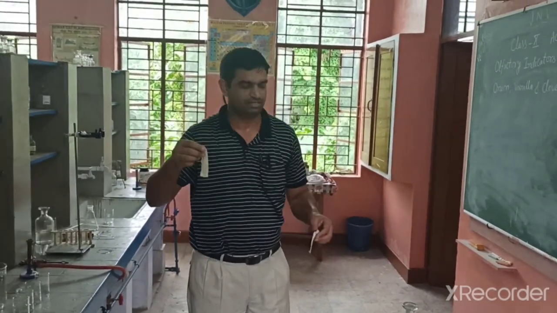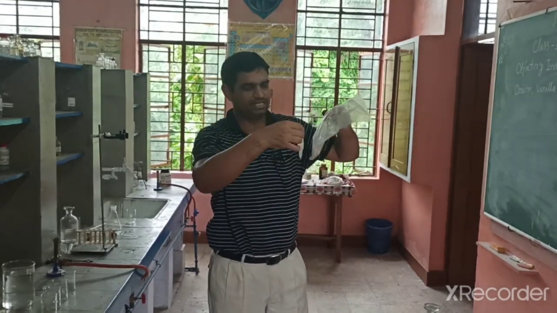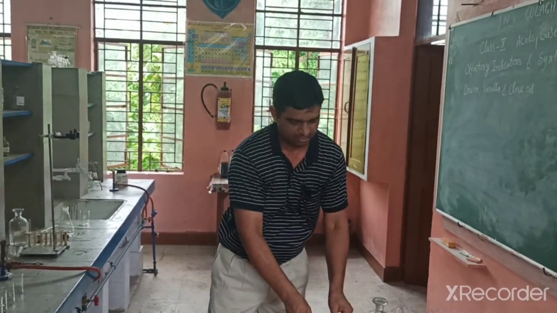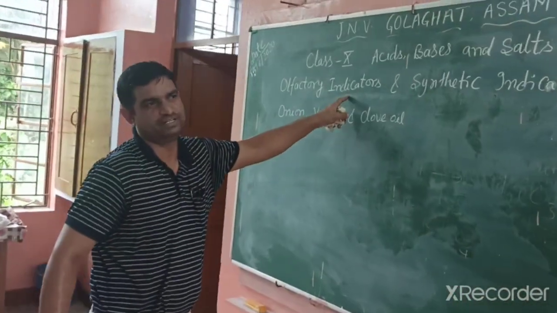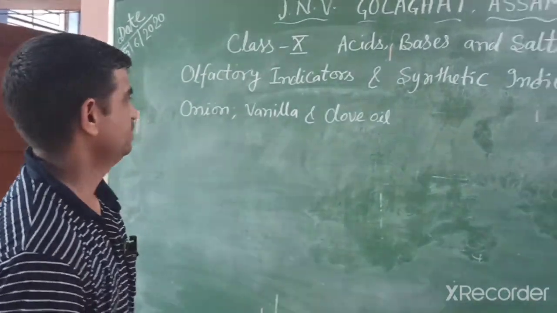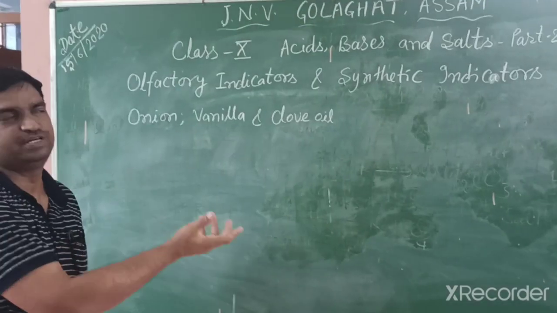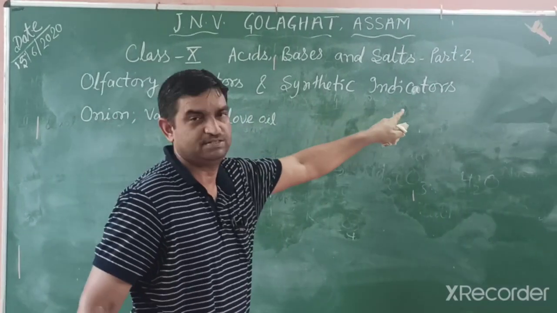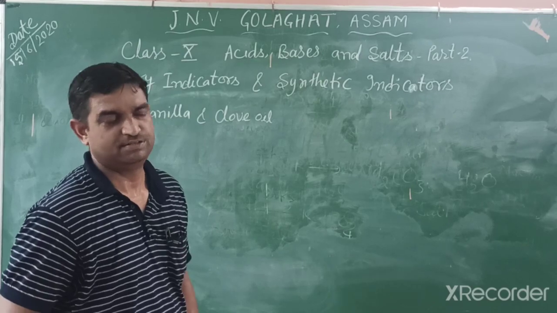This one is onion smell. Onion smell is different, and when we dip it in acid and base, its smell will change. Those indicators whose smell changes by dipping in these chemicals are known as olfactory indicators. Last year the question came, what do you mean by olfactory indicators? Those indicators whose smell or odor is changed when we dip in acid or base. And synthetic indicators are those indicators whose color is changed, like methyl orange and phenolphthalein.